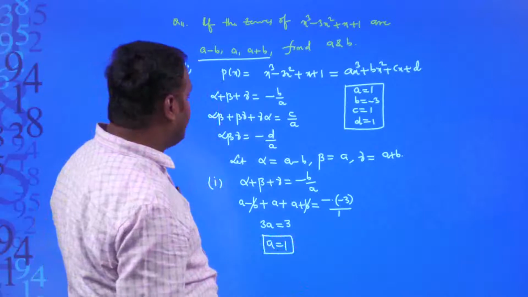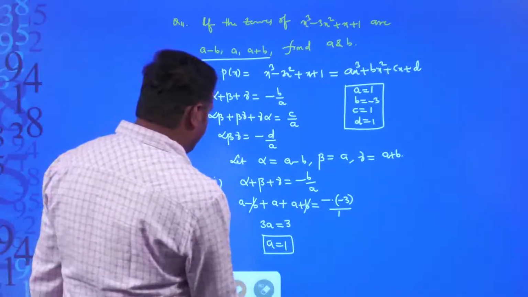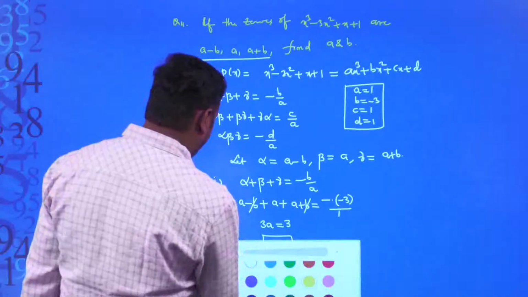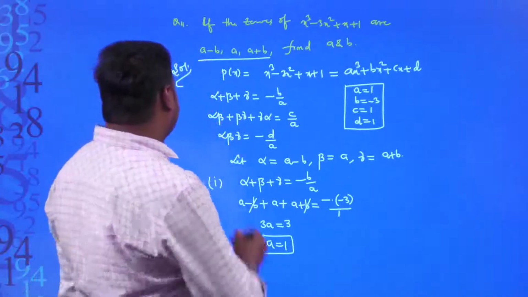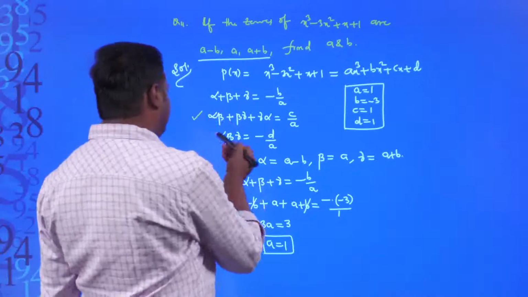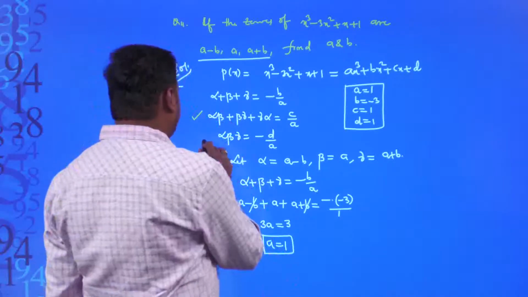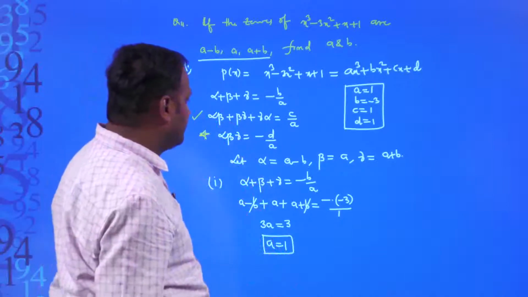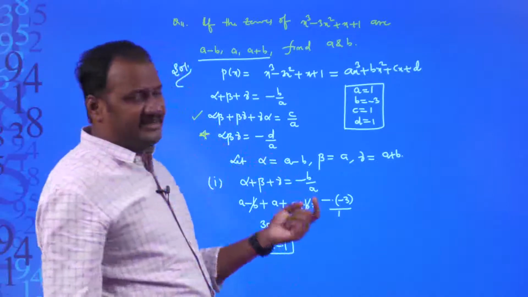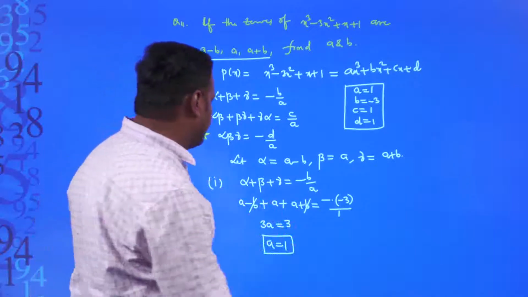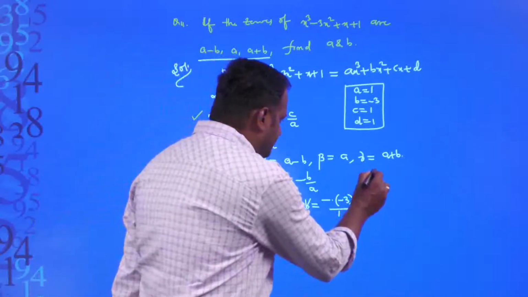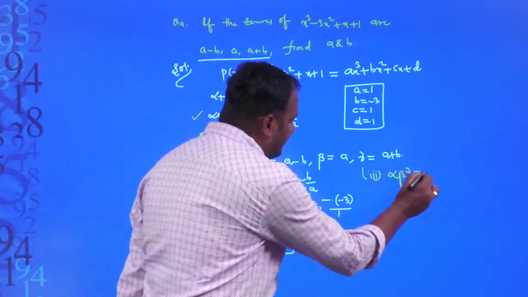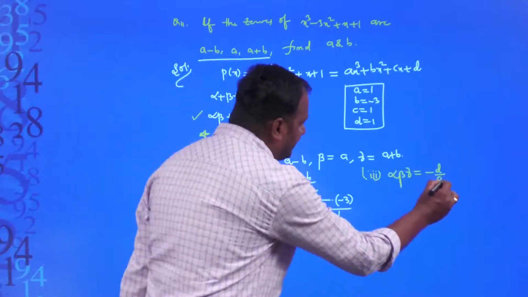Now, how to get the value of b? To get the value of b, you can choose either second information, otherwise third information, anything is okay. But I think third information is very useful information, and moreover alpha into beta into gamma, that is a simple thing. So, that is why I am using the third information. So, what is the third information? Alpha into beta into gamma equals to minus d divided by a.